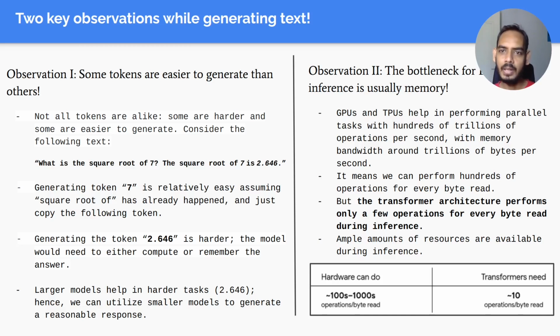So there are some memory resources available to you that you can utilize, and there are two models that you can use for generating the tokens. Just understand these two observations and how they will help you to reduce the inference time.